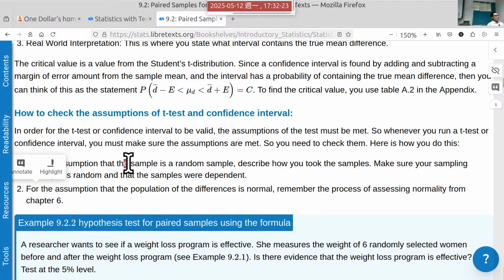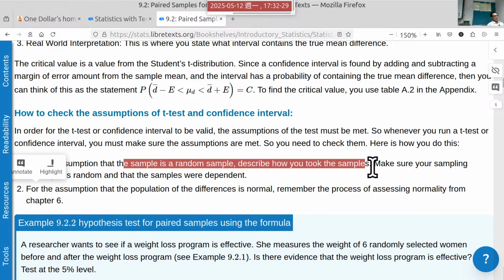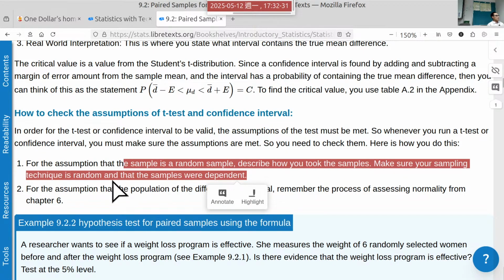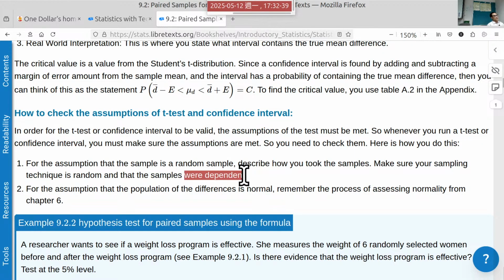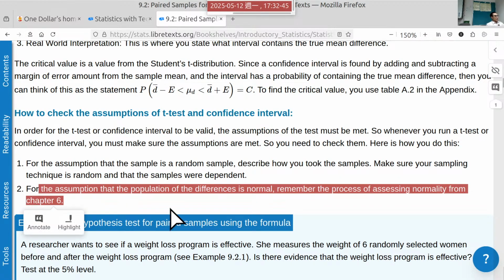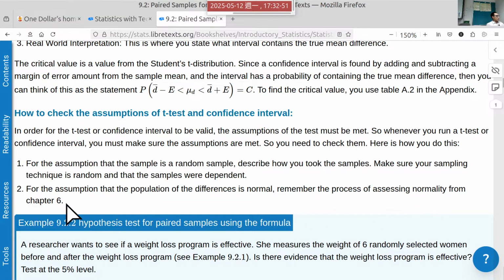For the assumption that the sample is a random sample, describe how you took the samples. Make sure your sampling technique is random and that the samples were independent. Samples were dependent because they are paired. For the assumption that the population of the differences is normal, remember the process of assessing normality from chapter 6.